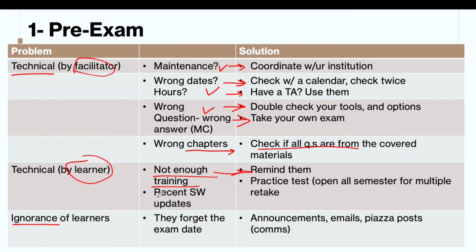And another problem is recent software updates. Let's say they took exam 1 and everything was good, and exam 2 was 4 weeks later, and there was a recent software update, browser update, or Respondus update, so they don't know it, they didn't update their browser, and now they have a problem. So apart from reminding them, what instructors usually do is prepare a practice test on Canvas, set it in Respondus or other proctoring services, and leave it open all semester for multiple retakes.